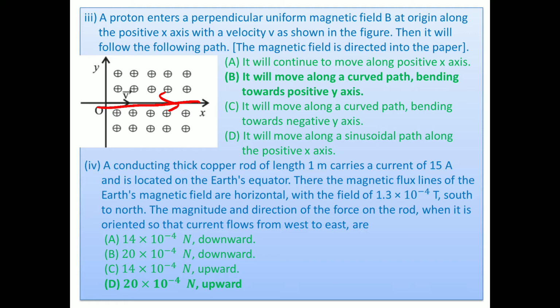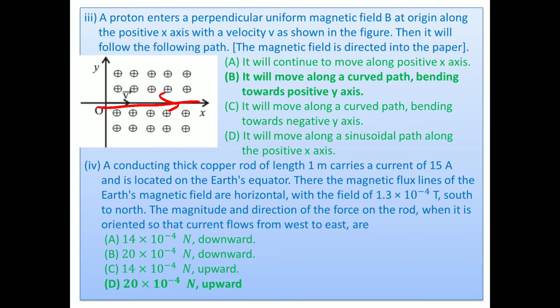The magnetic field is in the paper. Look here, we come across the right hand rule. What is our right hand rule? The middle finger indicates the direction of the magnetic field which is inside the paper. The forefinger denotes the direction of the magnetic field. It is along the positive x-axis. The middle finger is inward along the positive x-axis.